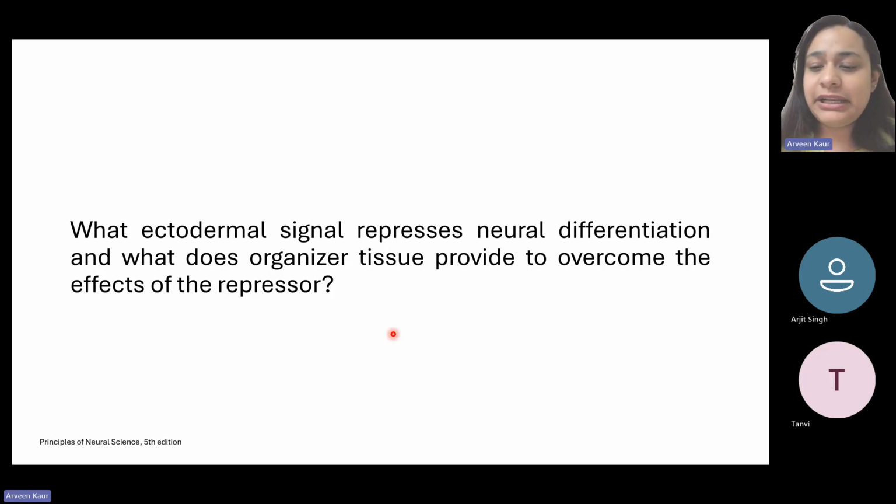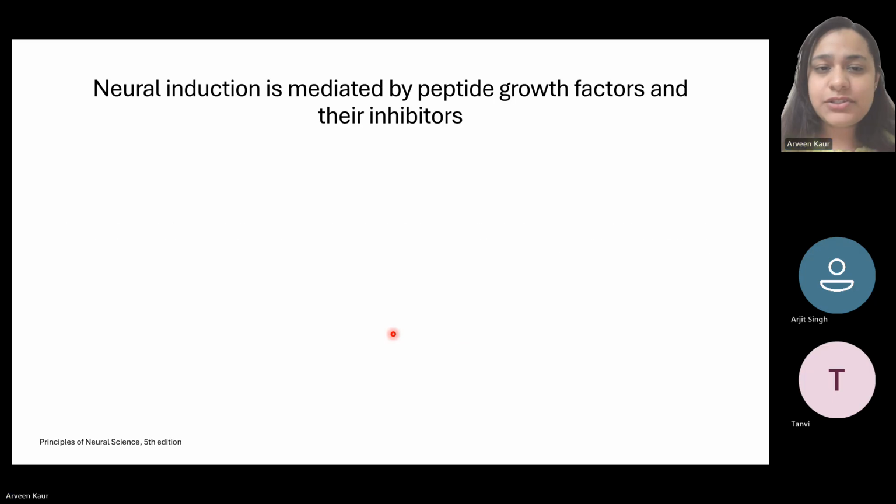Everybody was looking for an inducer for neural cell formation. Now it suggested that instead of an inducer, there was actually a repressor present, right? Because the natural fate is neural fate, and that is being repressed in some cells to form the epidermal fate or the skin, right? So this was then studied, and it was found that neural induction is mediated by peptide growth factors and their inhibitors, right?